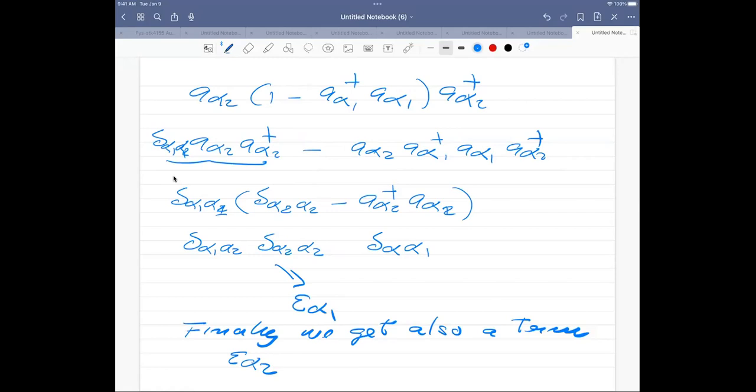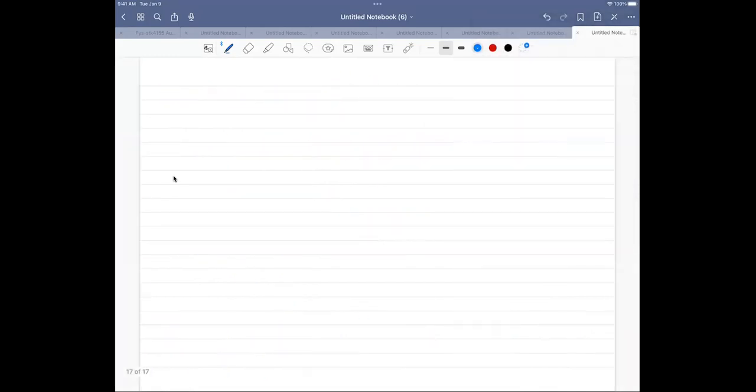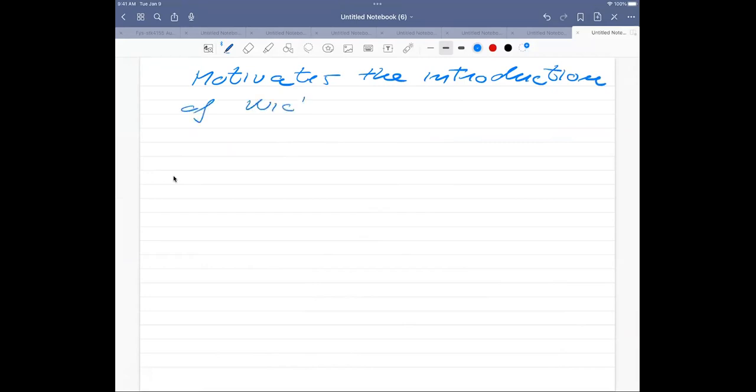So this calculation, which I've introduced here, is something which motivates the introduction of Wick's theorem. If we move on a little bit, this motivates some simplifications, the introduction of Wick's theorem. And in order to do so, we need to introduce some definitions.